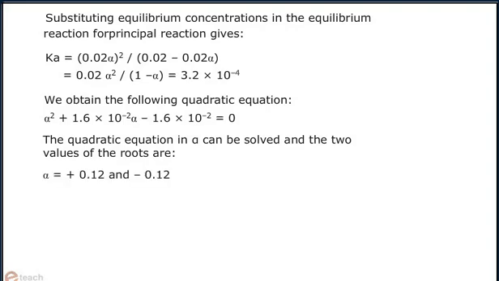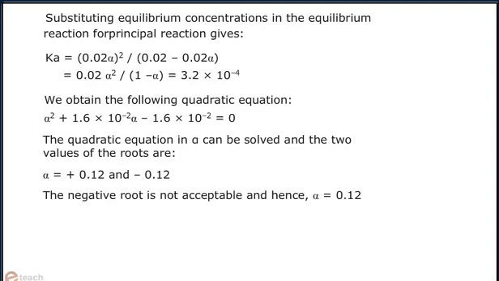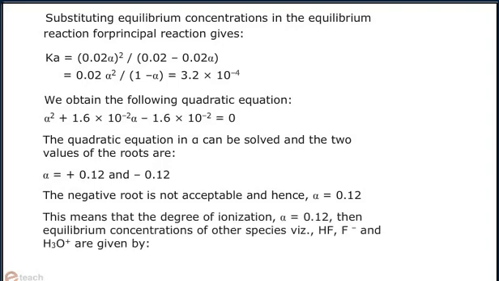alpha is 0.12 and minus 0.12. The negative root is not acceptable and hence alpha is 0.12. This means that the degree of ionization, that is alpha, equals 0.12.